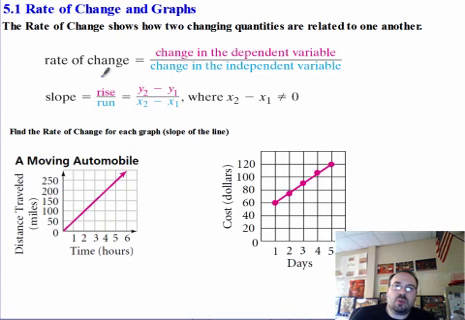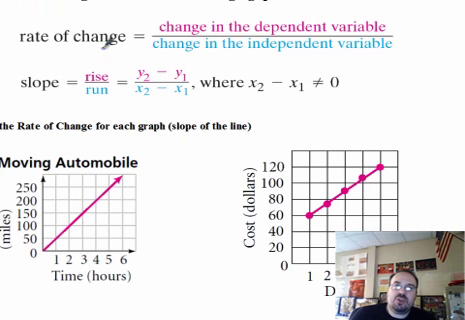Okay, so let's talk about the rate of change. When you have two different quantities that we could call x and y, the rate of change is the change in the dependent variable divided by the change in the independent variable. If you're talking about the graph, this would be the slope of a line. Sometimes we call this the rise over the run.